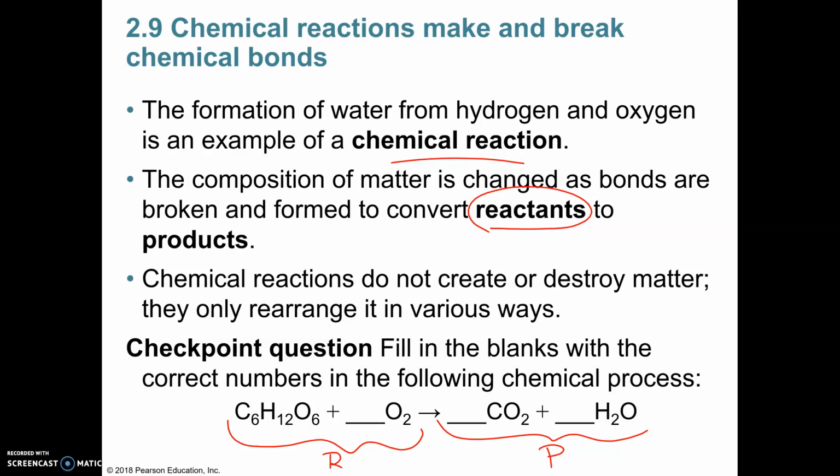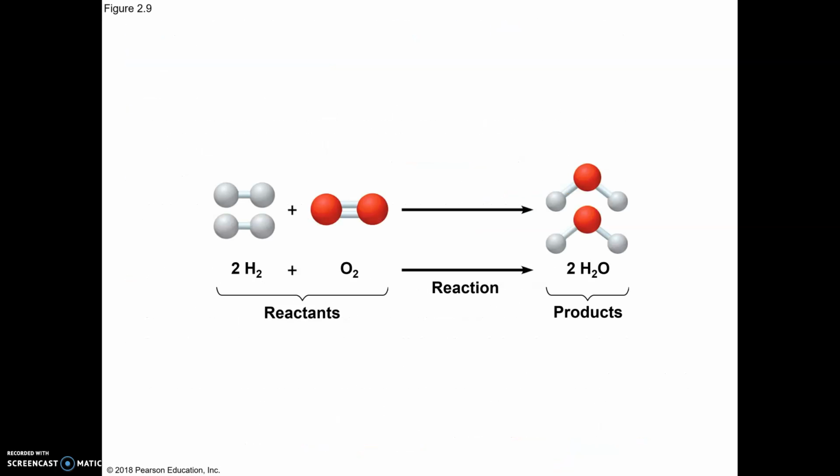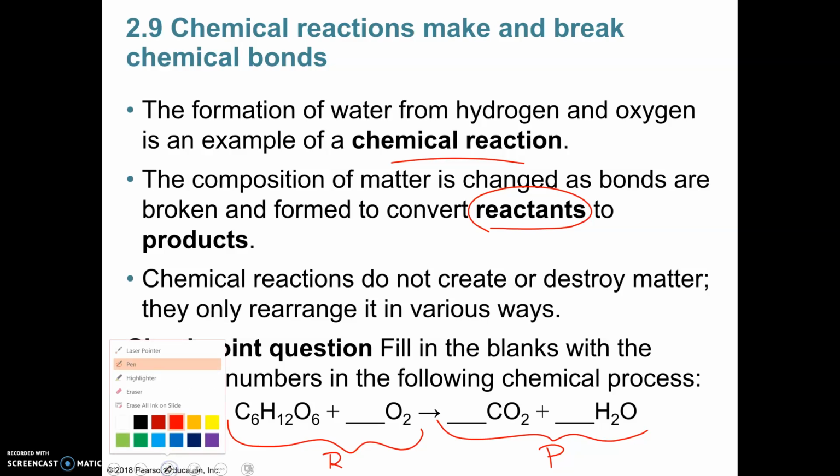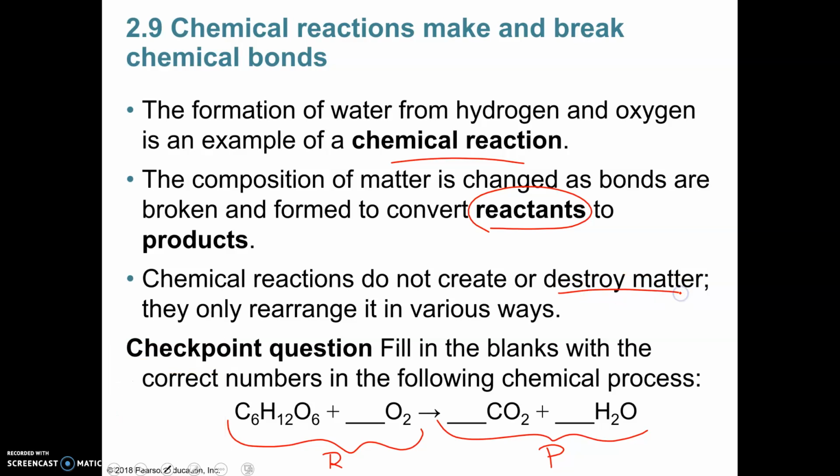Now, there's a rule about chemical reactions and about reactants and products, and that is this. It's called the First Law of Thermodynamics. Basically it says that matter or energy cannot be created or destroyed. So chemical reactions do not create or destroy matter. Energy isn't created or destroyed, matter is not created or destroyed. So then what happens in a chemical reaction? I mean, if I burn a piece of wood, isn't the wood gone?